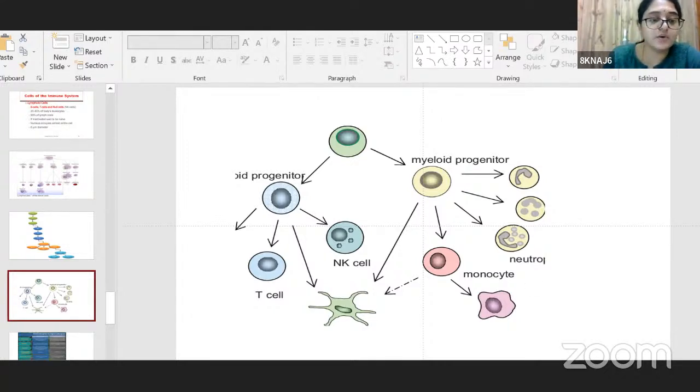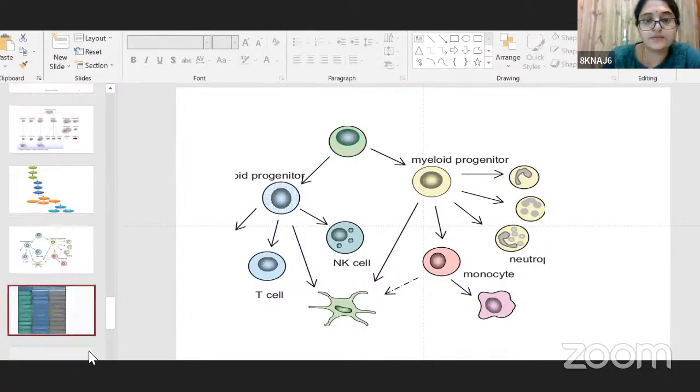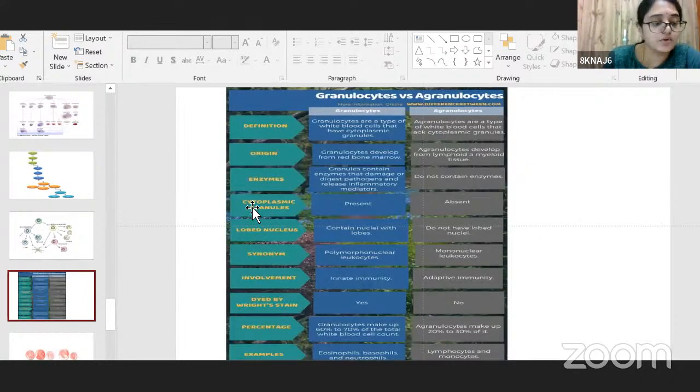Now, like I told you, let me see what is the next one. So you have granulocytes and agranulocytes definitions basically. I'll come back to this in some time.